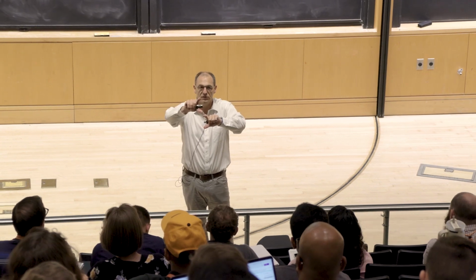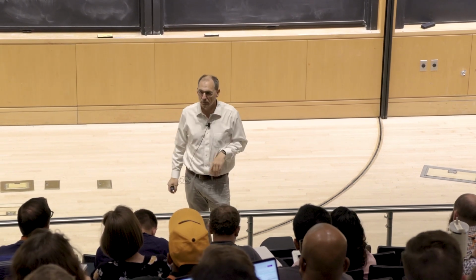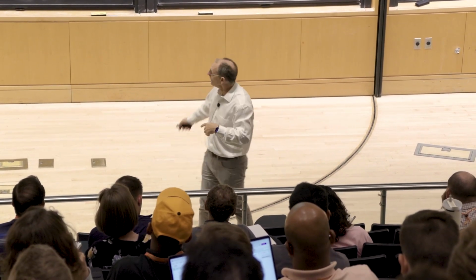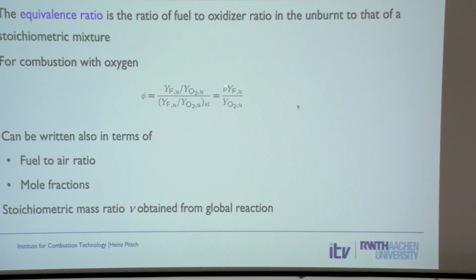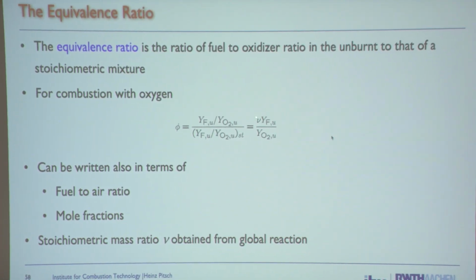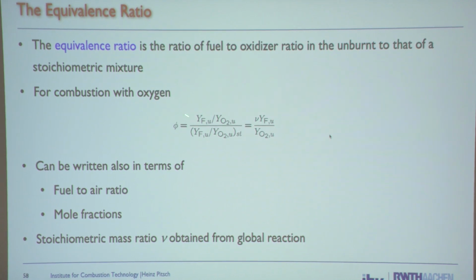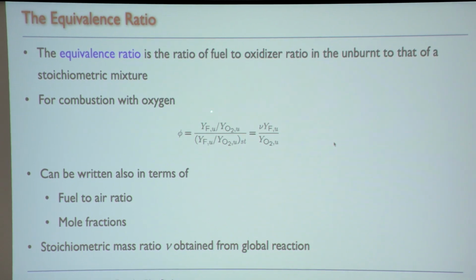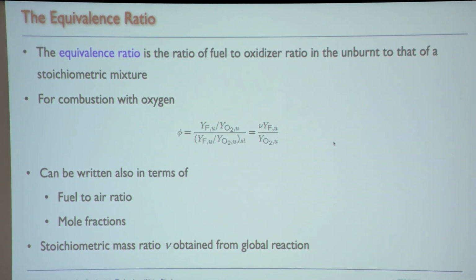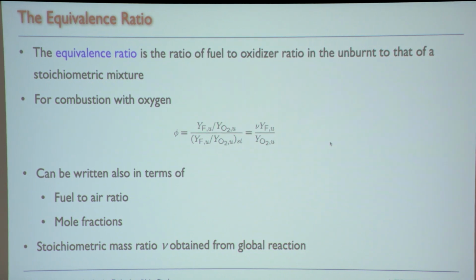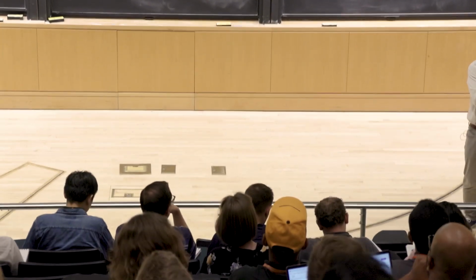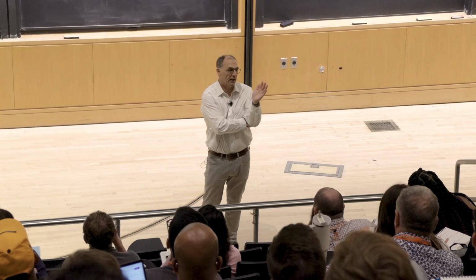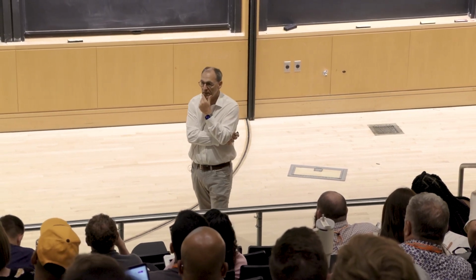So what we do now is take the mass ratio and divide it by the stoichiometric mass ratio. This had the oxygen in the numerator, so here it's the inverse, but the equivalence ratio is just the ratio of fuel to air divided by the stoichiometric ratio of fuel to air. So if it's 1, it's exactly stoichiometric. If it's 2, you have twice as much fuel as you need. If it's 0.5, you have half as much fuel as you need. So it's very easy to understand.